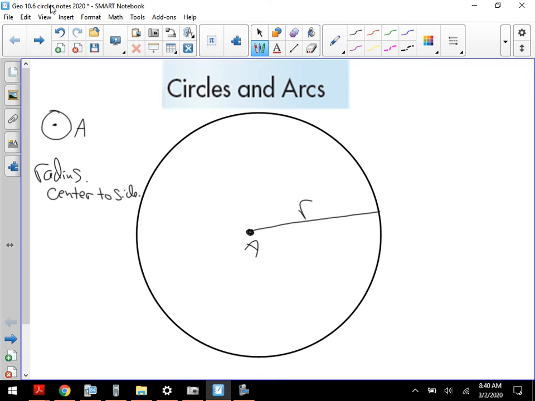Then you have, do you guys remember what diameter is? Diameter goes from edge to edge through the center. The diameter goes edge to edge through the center of the circle.